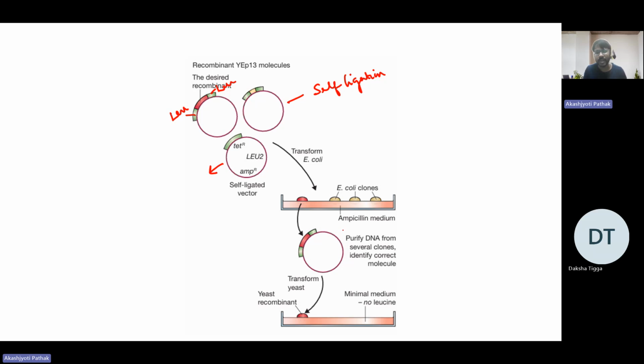So the ones which have the correct molecule will grow on both ampicillin medium and media which does not contain leucine, because this yeast has a gene which can biosynthesize leucine. So even if you do not provide leucine in the media, this yeast cell can grow. But the E. coli cells carrying the self-ligated vector or the undesired recombinant gene will not grow, and only those which can grow in leucine-less medium, or medium which does not contain leucine, will be your correct ones.